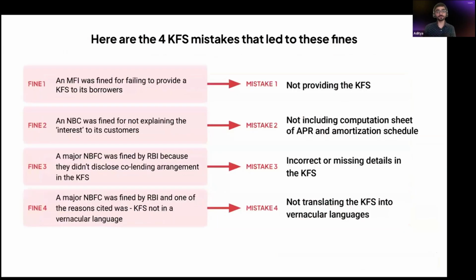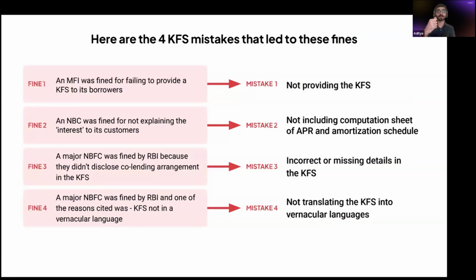So we crystallized these 4 fact situations, these 4 fines, these 4 violations, whatever you want to call it, into 4 operational mistakes that these lenders made. All of these operational mistakes ultimately lead to the KFS. All of them can only be fixed through the KFS, right?